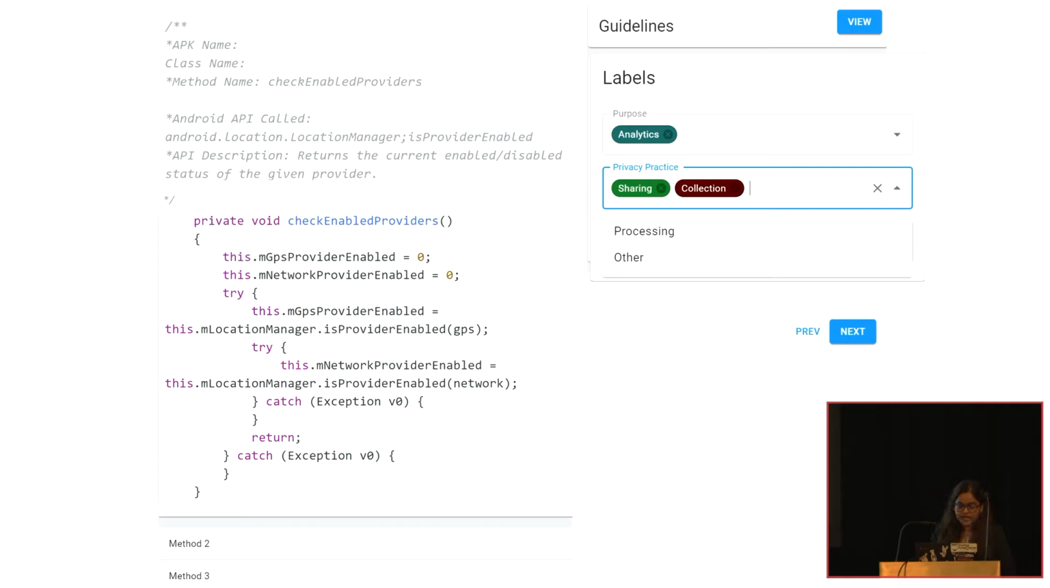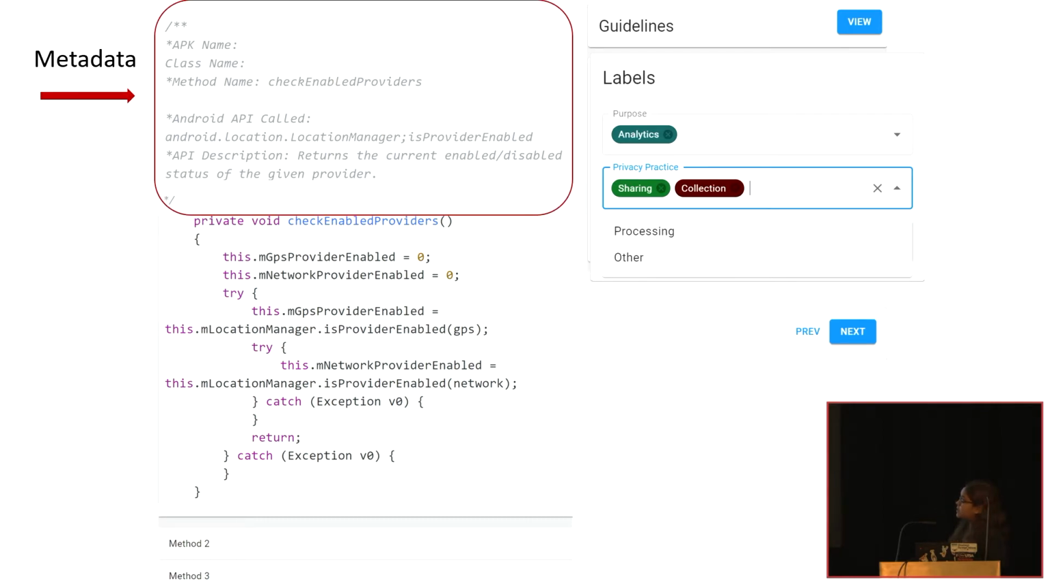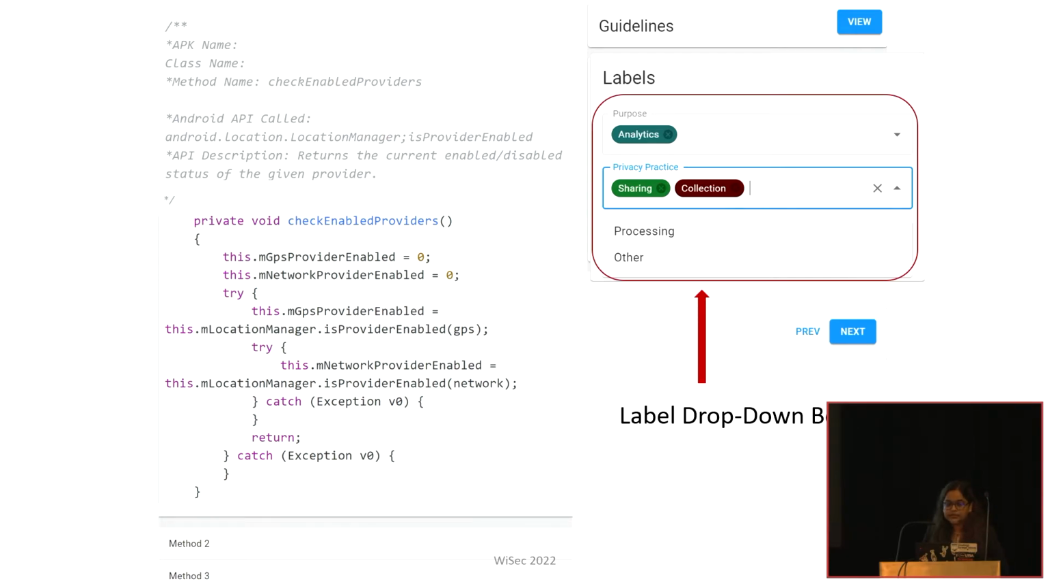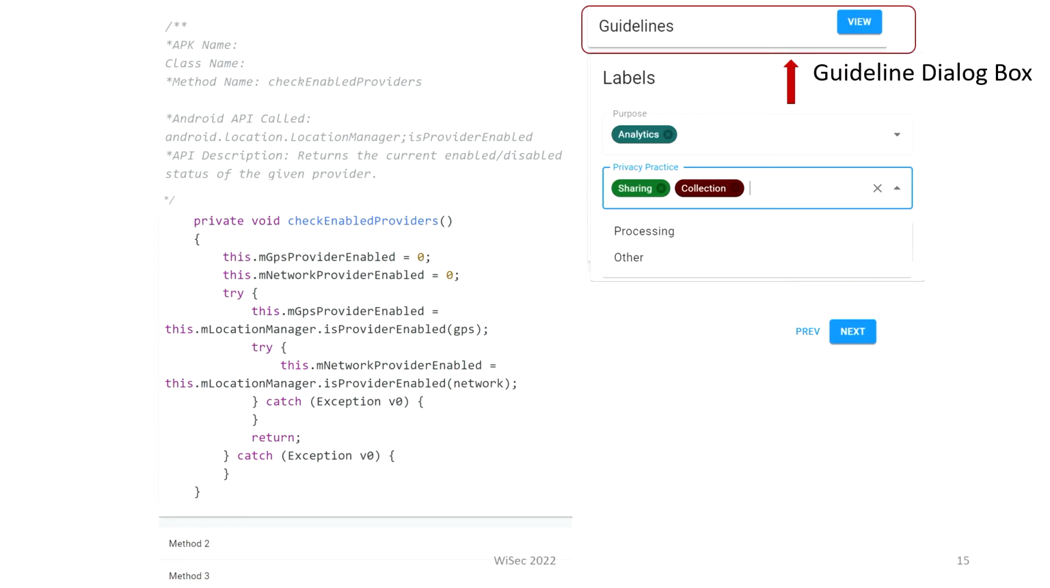So this is the user interface of Coder. As you can see, the code segments fit perfectly, and this is true for any programming language. We also provide the APK metadata, and the metadata includes various types of information such as the APK name, class name, and the method name, as well as the API that has been called. We also provide the API description that is similar to the description available in the Android public documentation. We can also see the collapsible bar for the second and third hop. And you can also see that we have a label drop-down box that has the labels that we have identified for purpose and practice.